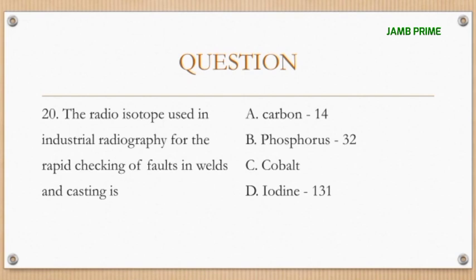The phosphorus 32 is actually used to cure leukemia, which is a blood disorder. The cobalt is used for welding and casting, and your iodine 131 is used for treating what we call goiter, the swelling of the neck region. I hope you got this.